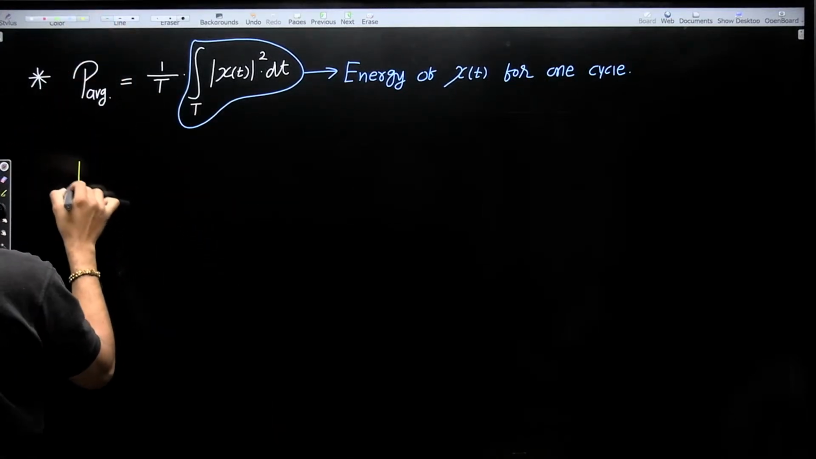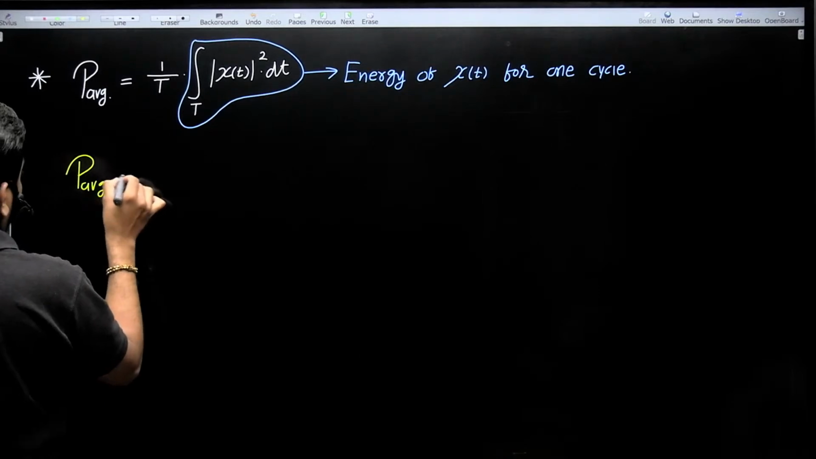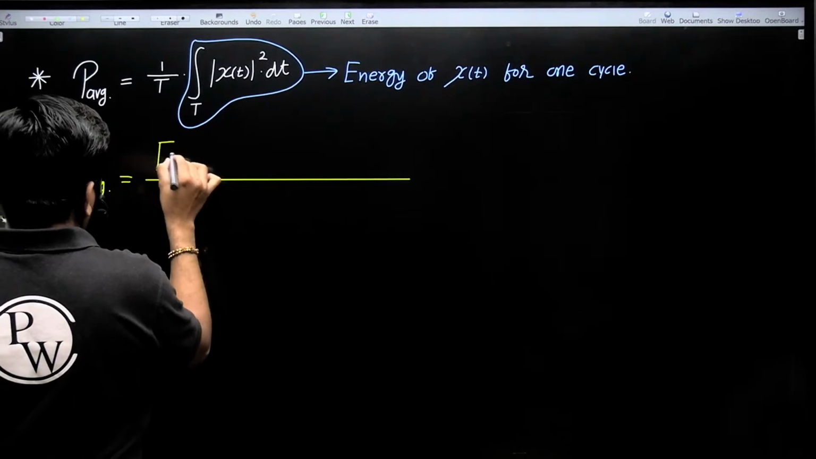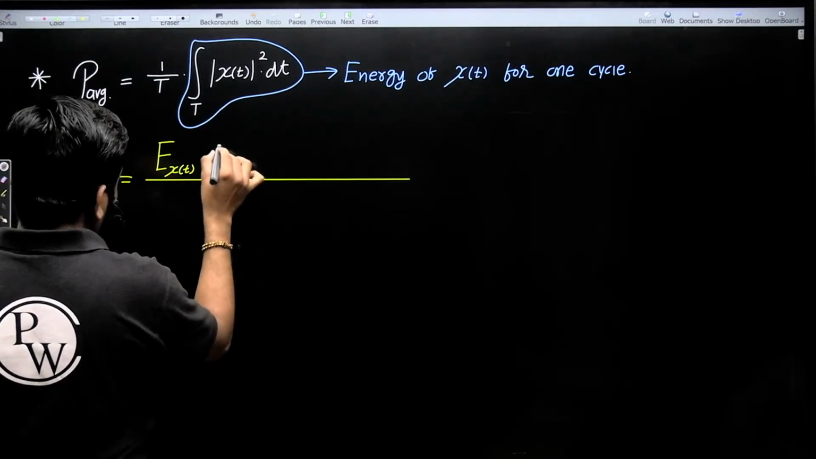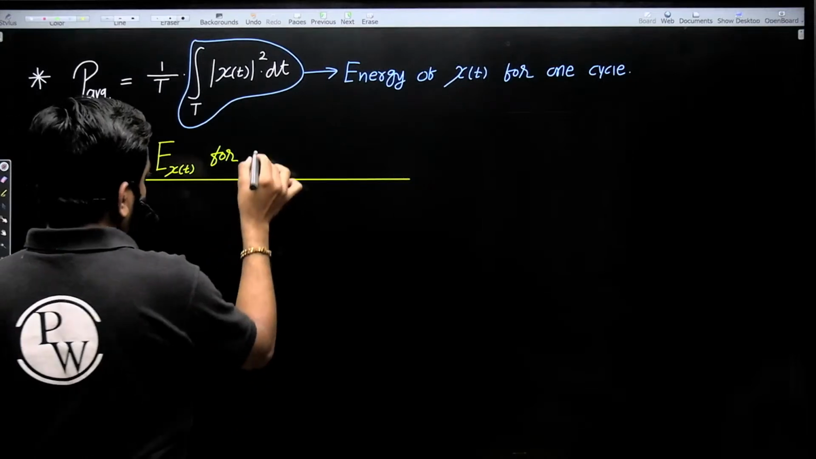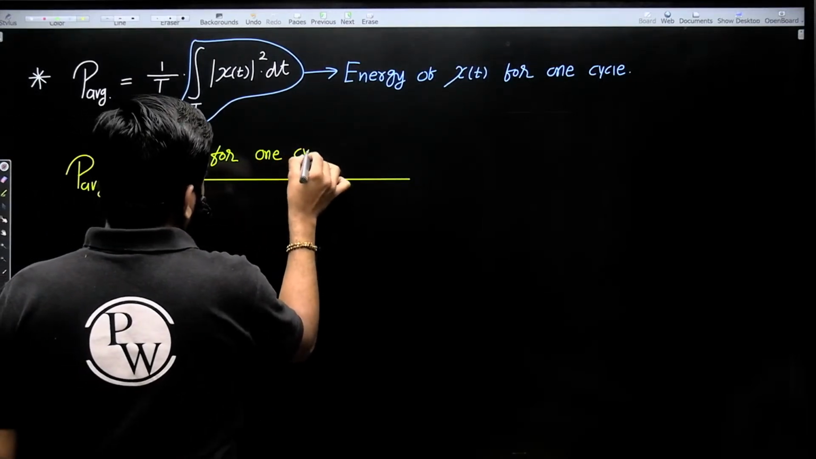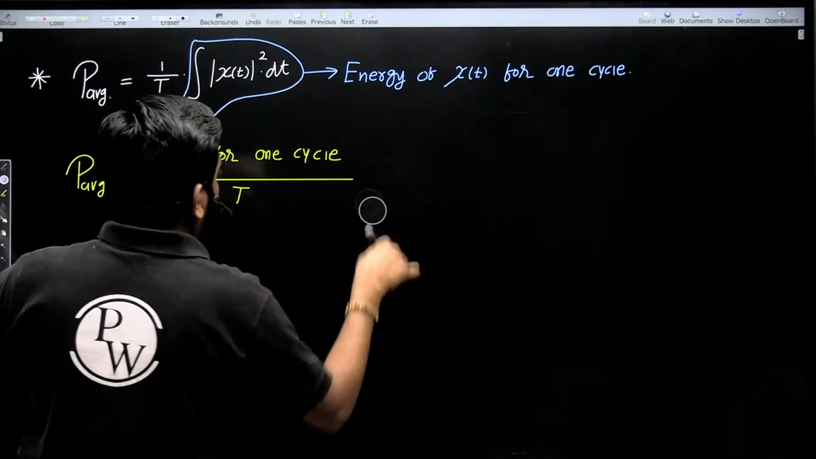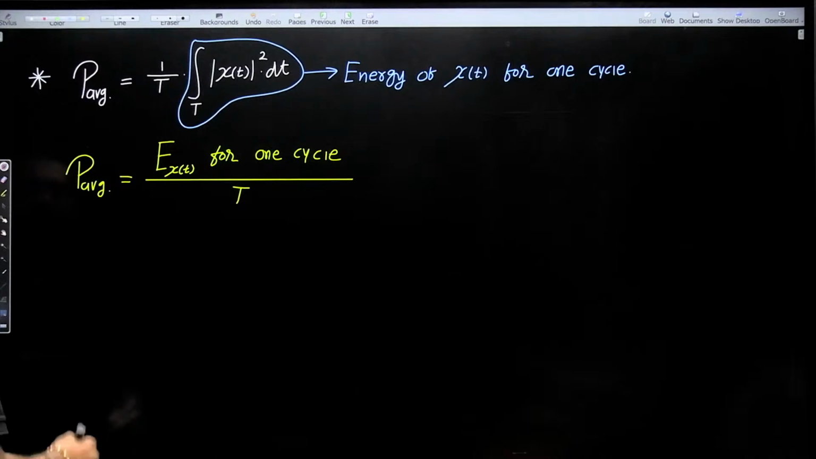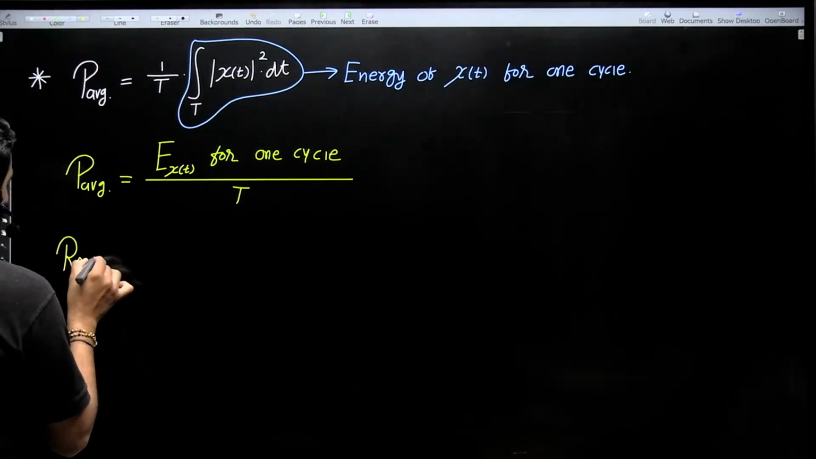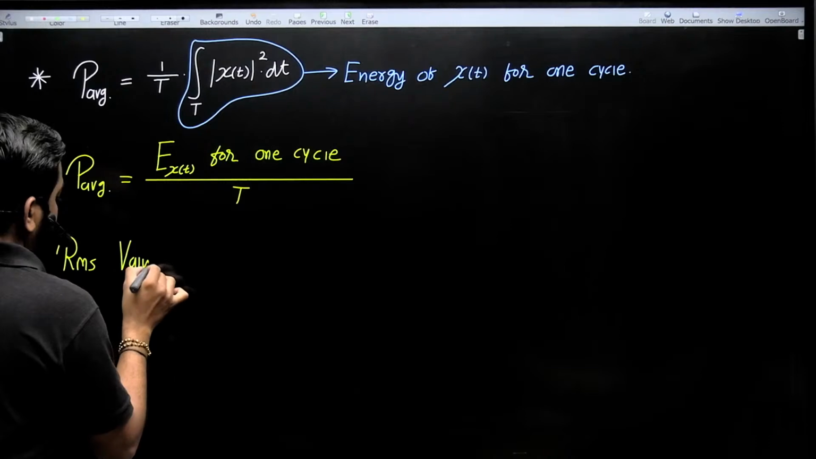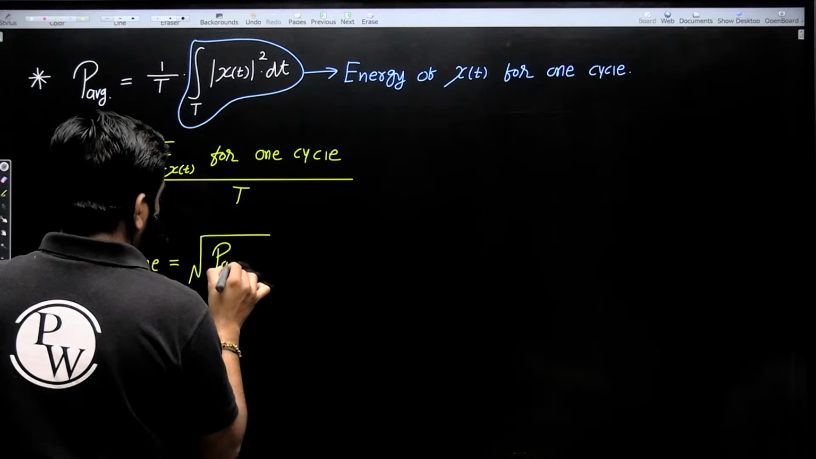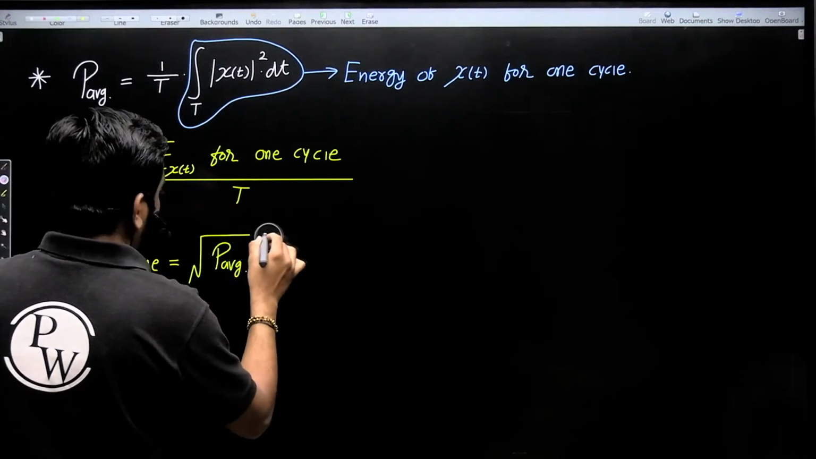So here average power, shortcut is you have to calculate energy of one cycle. So energy of x of t for one cycle, or over a fundamental time period, divided by capital T, simple formula, correct? And if you want to calculate RMS value, then RMS value is nothing but what? Square root of this one, square root of average power.